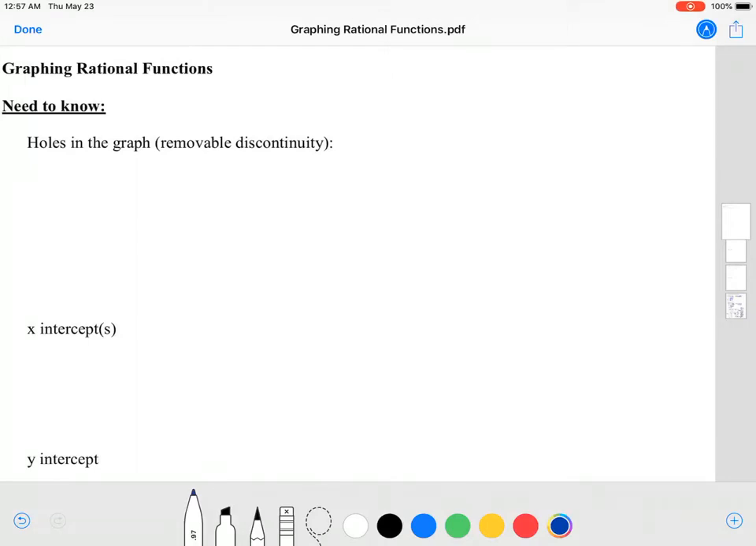In this video, we're going to talk about graphing rational functions. So we're going to first talk about all the major features of the graph and how to find them. So a rational function is a function of the form where you would have a polynomial divided by another polynomial.